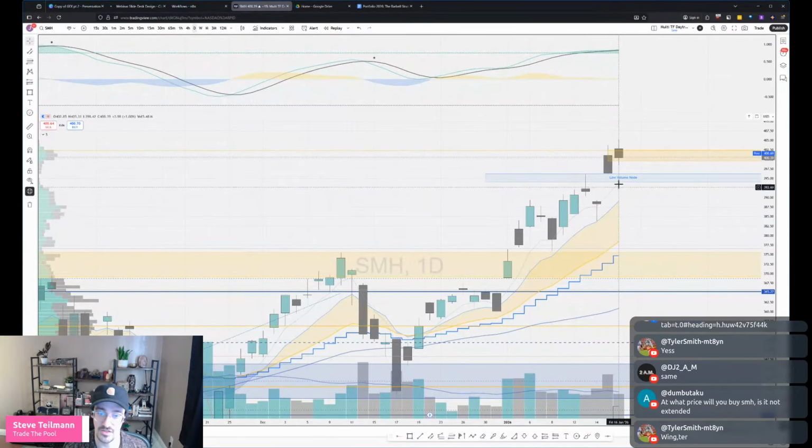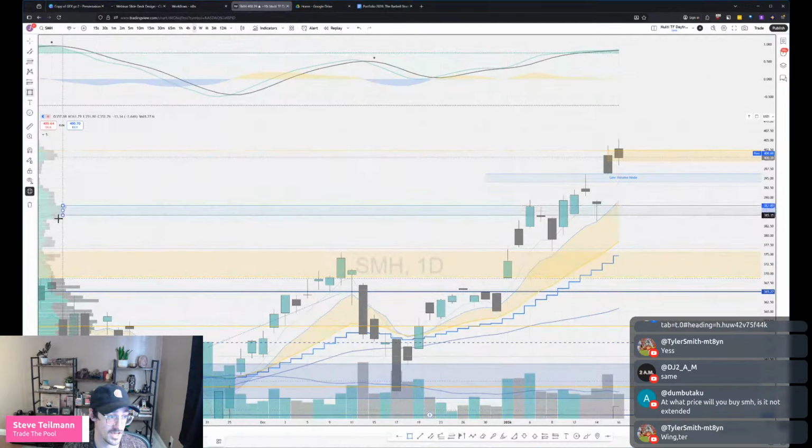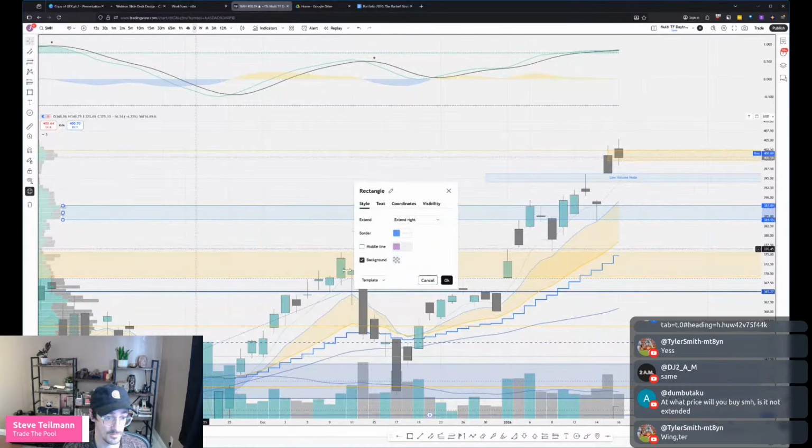And essentially, that might be a place to get involved. If that fails, it might fill the gap. If it fills the gap, well, then you have a few other levels of interest. First off, see this high volume node here?